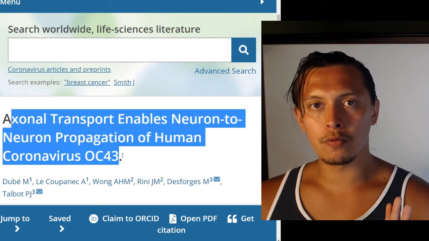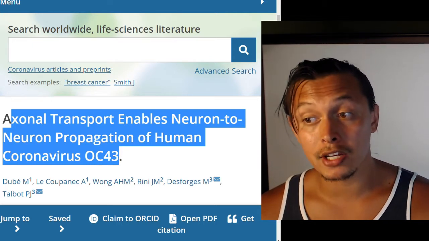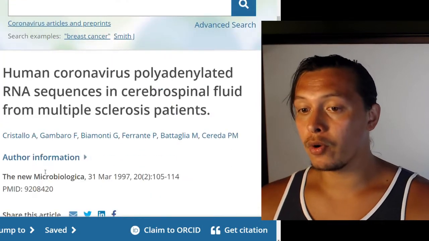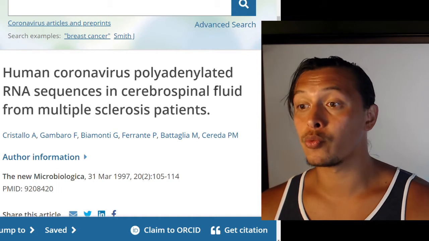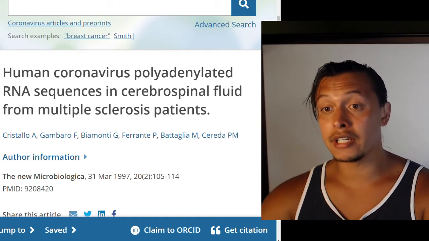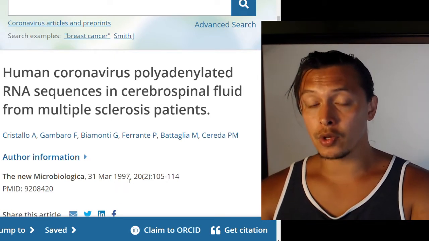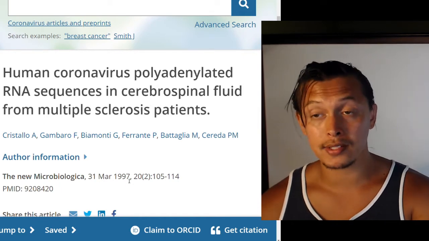Okay, so I want to go over this paper called Axonal Transport Enables Neuron-to-Neuron Propagation of the Human Coronavirus OC43. And I also want to go over this paper called Human Coronavirus Polyadenylated RNA Sequences in Cerebrospinal Fluid for Multiple Sclerosis Patients. So this is actually an extremely old paper. It came out in 1997. So this has been something that's been on the radar of neurologists for quite some time.